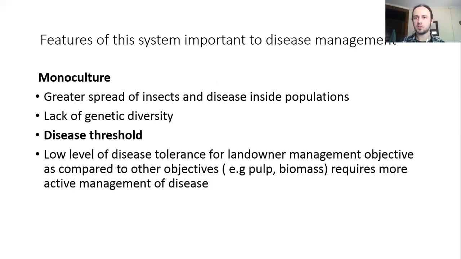Two important aspects of this system as compared to maybe other disease management systems. One, it is a monoculture, which is important because diseases can rapidly spread throughout the population due to lack of genetic diversity. And second is disease threshold, which is important to consider. Our management objective requires a more active management of disease as compared to, say, other forestry management objectives such as pulp and biomass production, which would have a higher threshold of disease.